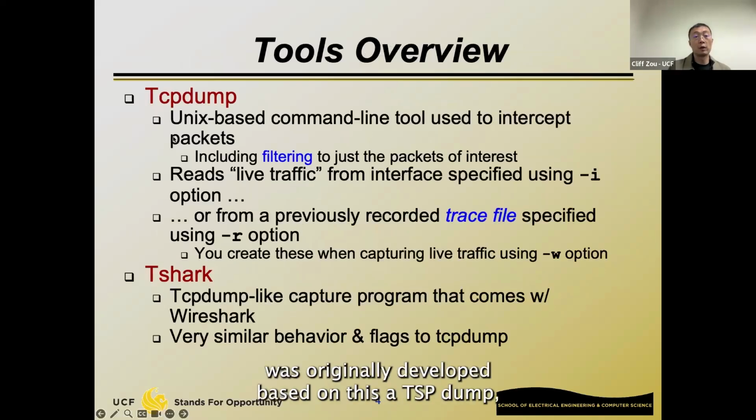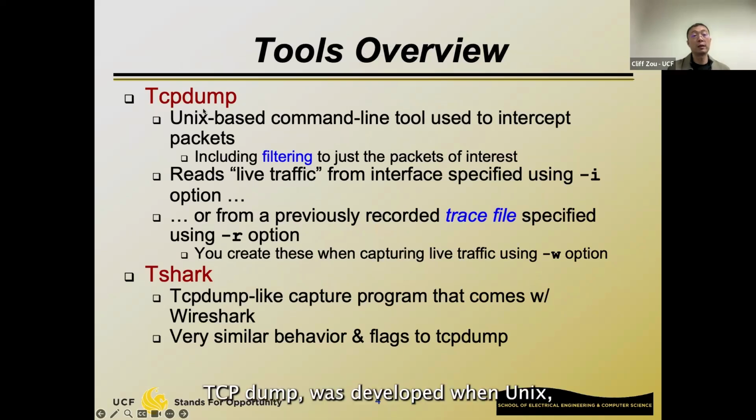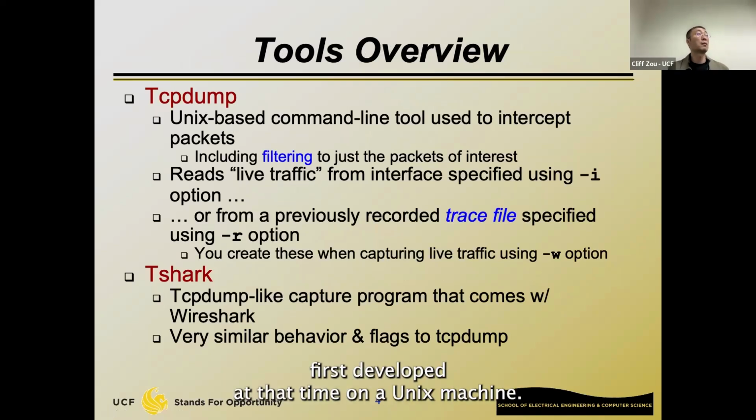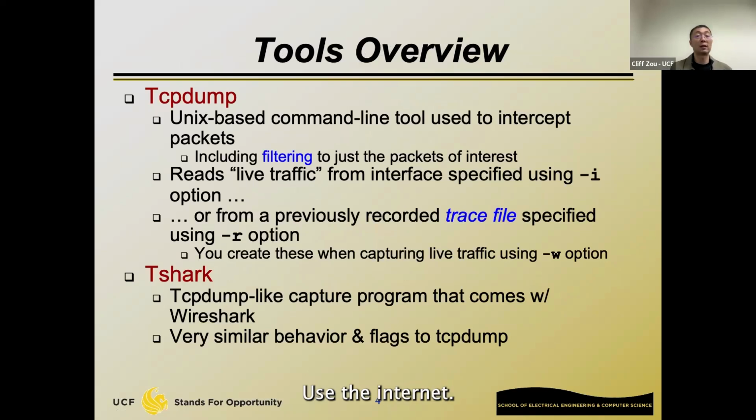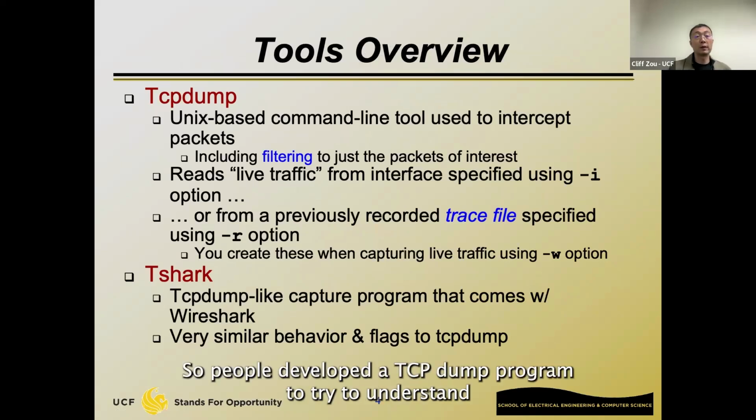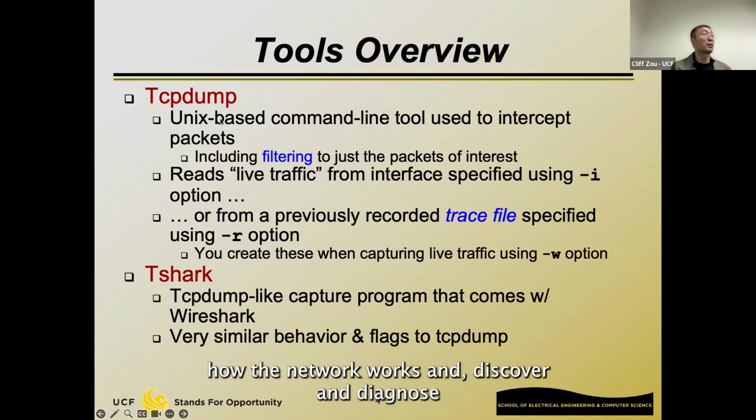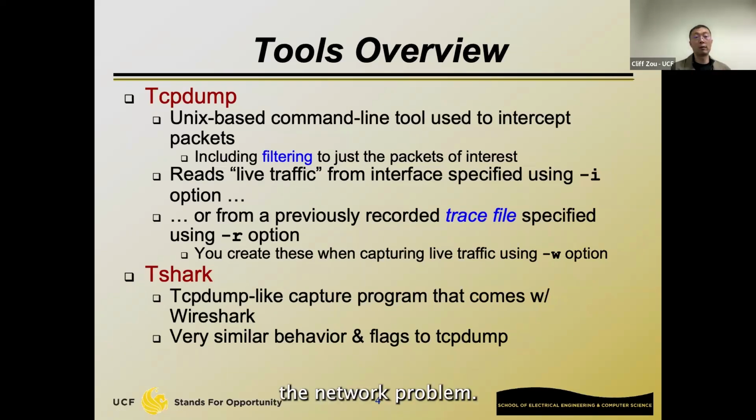Wireshark was originally developed based on TCP dump. TCP dump was developed when Unix was mainly used, when the internet was first developed. At that time, only Unix machines used the internet. So people developed a TCP dump program to try to understand how the network works and to discover and diagnose network problems.